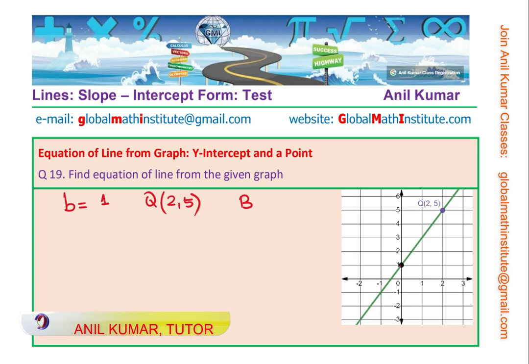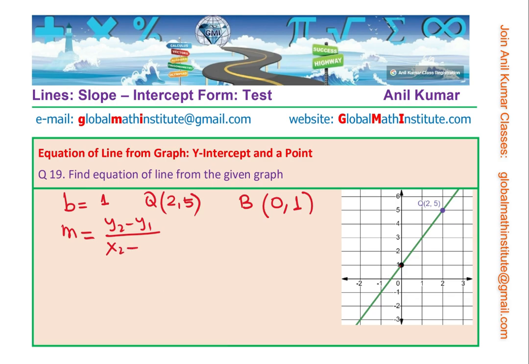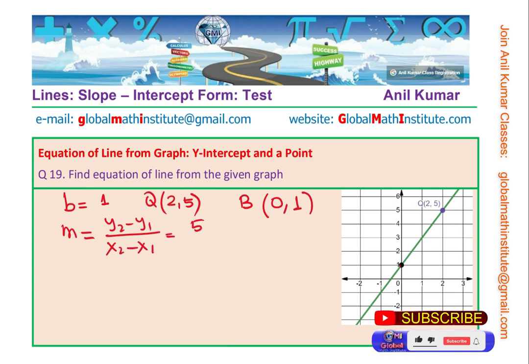Now you can see this point b is (0, 1), right? So point b, let me say capital letters, (0, 1). So that is the coordinate point. So you can find the slope m as y2 minus y1 over x2 minus x1. So that gives you the value as 5 minus 1 over 2 minus 0. You can take any point as the first and the second point, right?